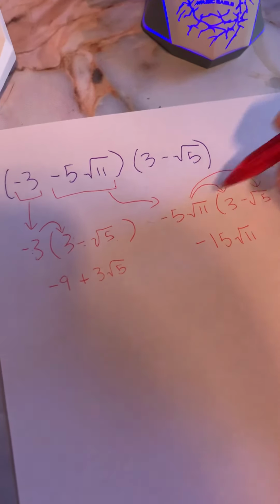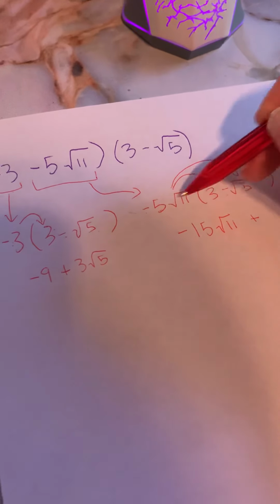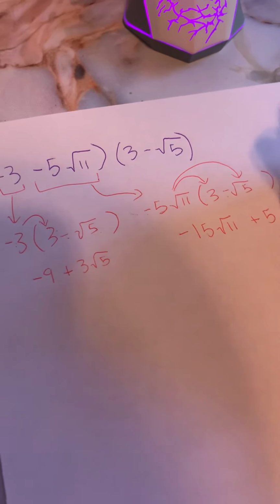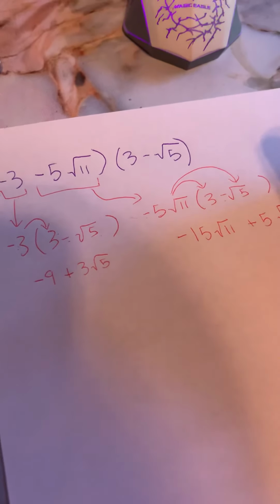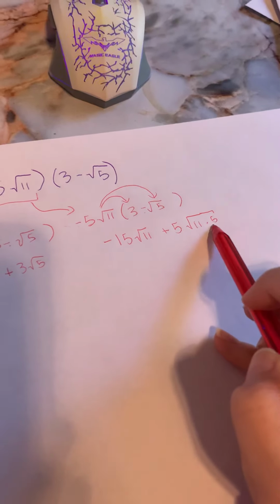We do this one. Two negatives make a positive. -5 will go on the outside. Inside we'll have an 11 and a 5. Oops. So we have the 11 there and the 5 from that. Put them both inside.